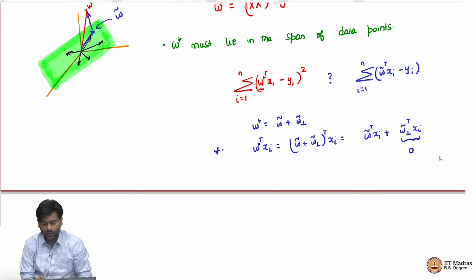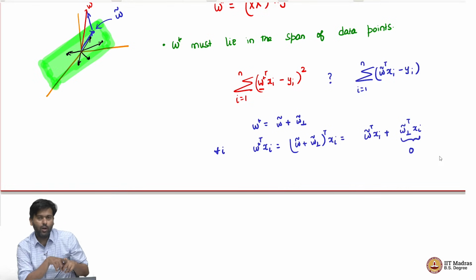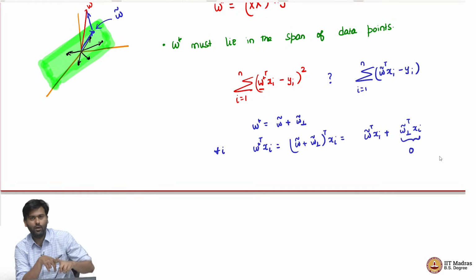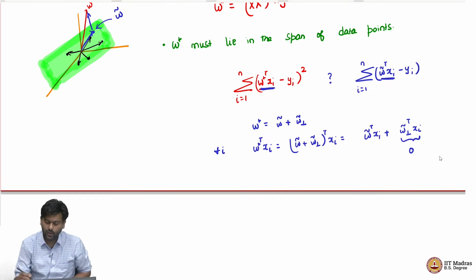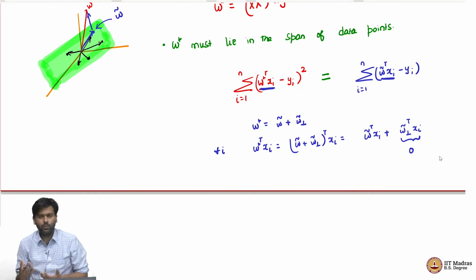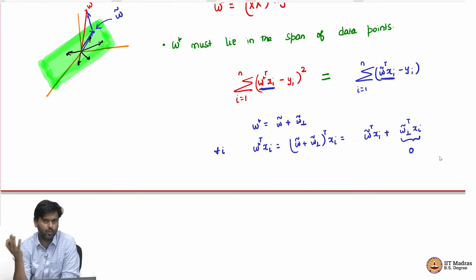So, this is for every i. For any data point, the dot product that W star makes with the data point is exactly the same as the dot product that W tilde makes with this data point. So, W star transpose xi is the same as W tilde transpose xi, which means that the predictions of W star and W tilde for all the data points are exactly the same, which means that the error that both of these will suffer is exactly the same. So, with respect to the training data, I might as well use W tilde as opposed to W star. As long as I have W tilde, I am good enough.